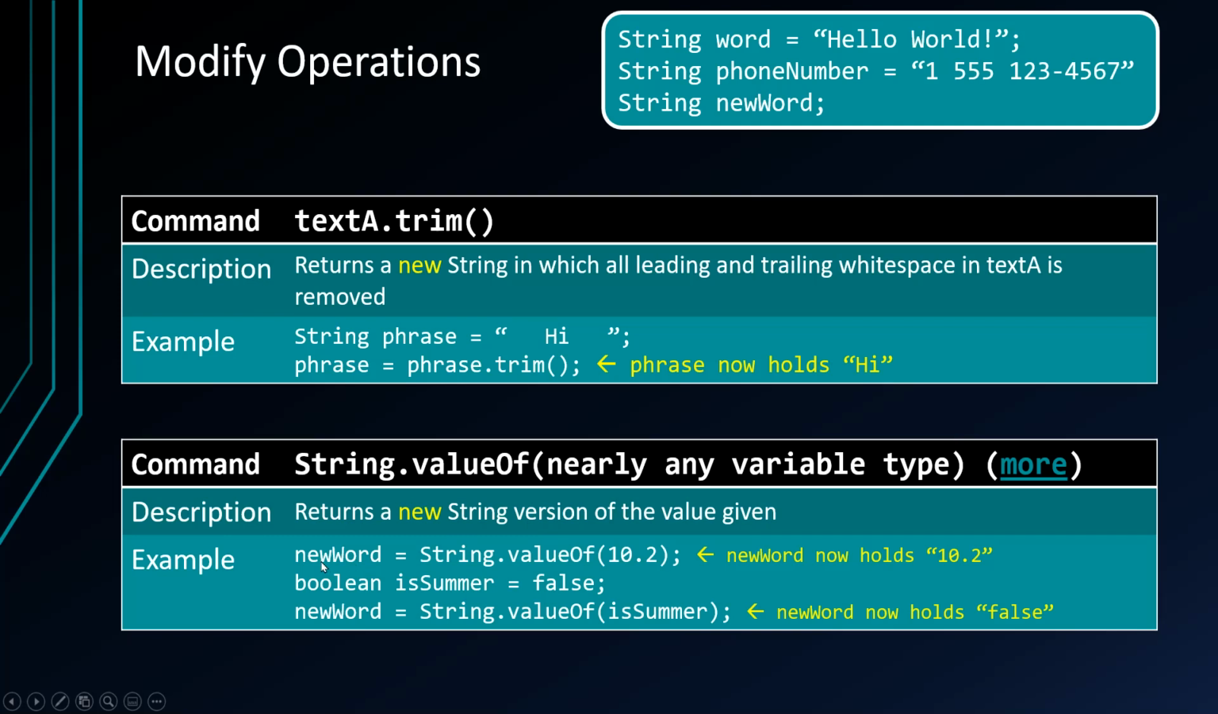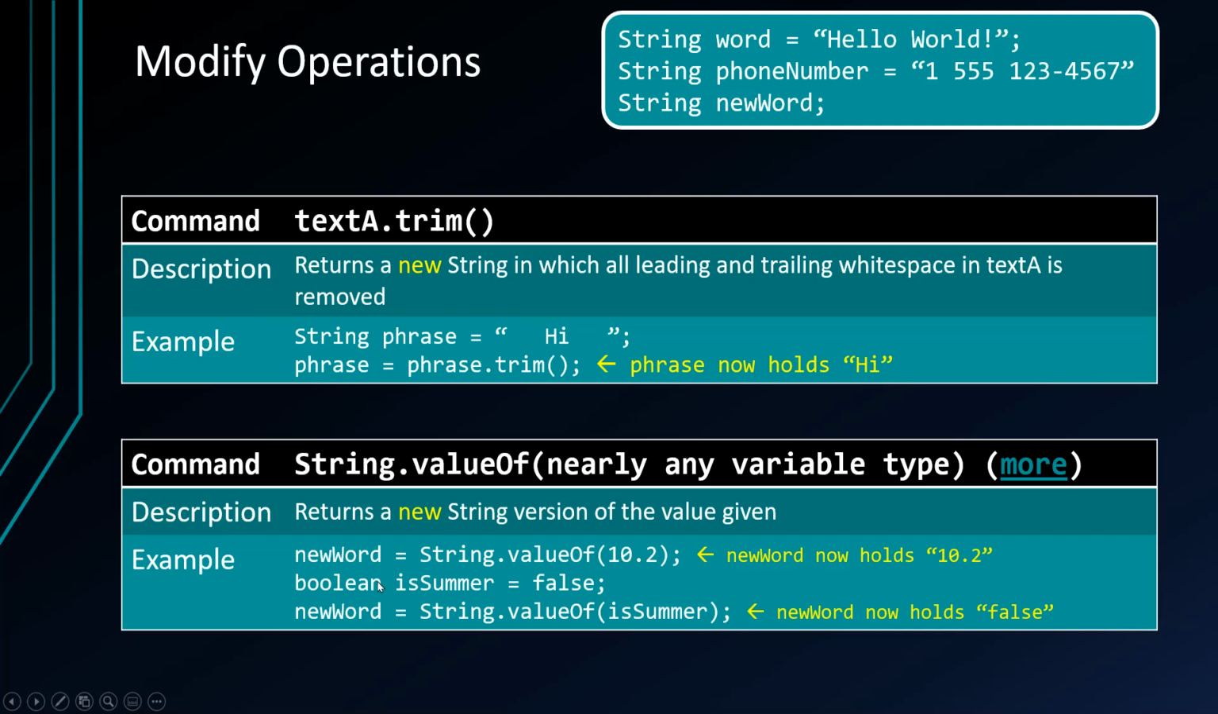So in this first example here, I said newWord is equal to String. It's not any variable, it's just String. We're actually working on the object String itself. String.valueOf(10.2). So I put a double in there. But what does it give me back inside newWord? The quote 10.2, the actual string 10.2.